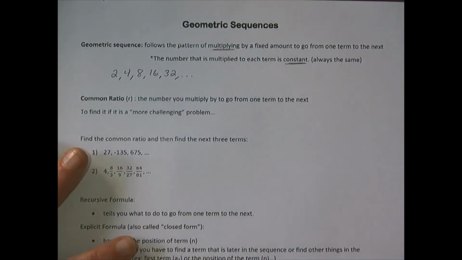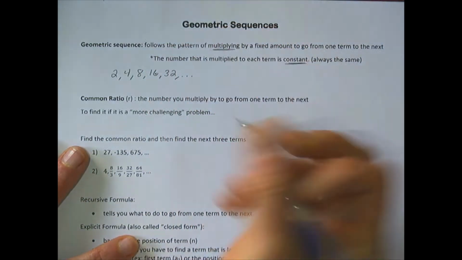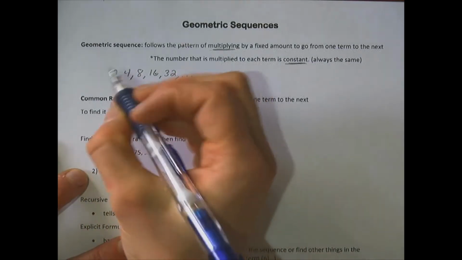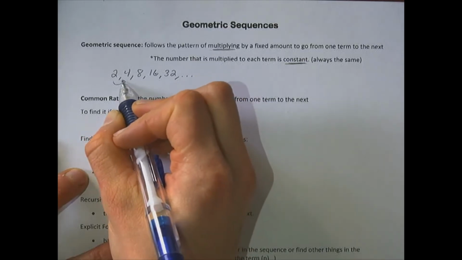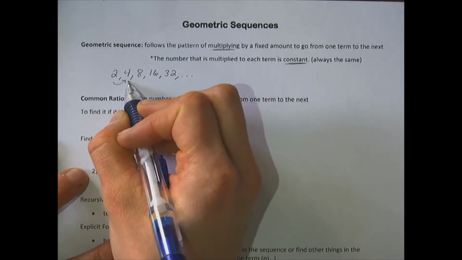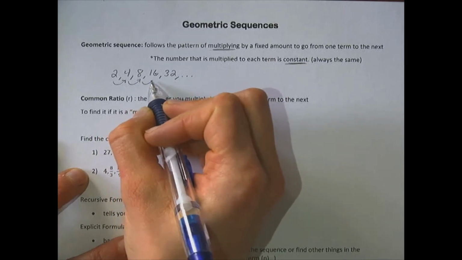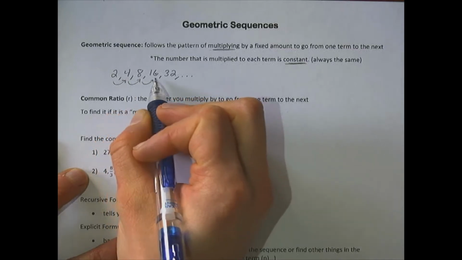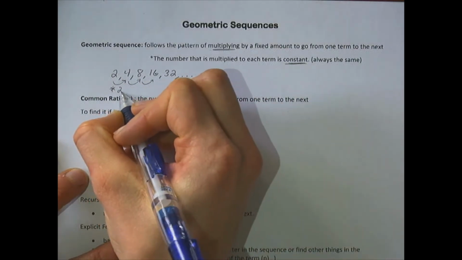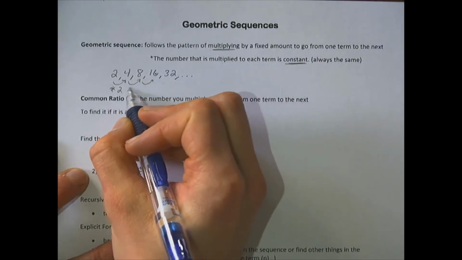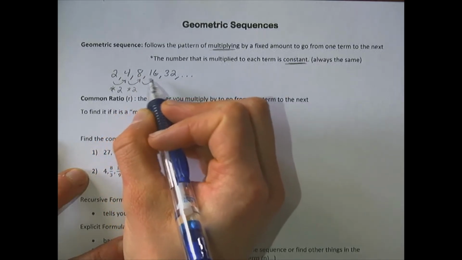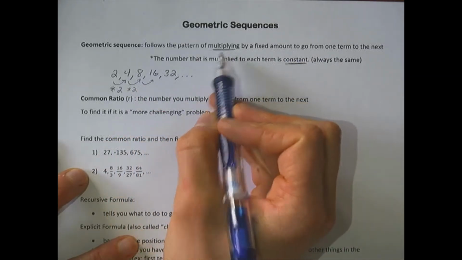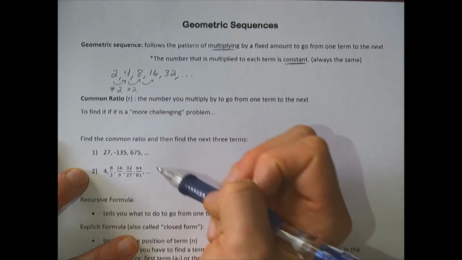And again, when you try to find the pattern, you're trying to find what am I doing to one term to get to the next term. What am I doing to 2 to get 4? What am I doing to 4 to get 8? What am I doing to 8 to get 16? Well, if you multiply by 2, that'll do that for you. For instance, 2 times 2 is 4. 4 times 2 is 8. 8 times 2 is 16, so on and so forth. So the pattern here is that you're multiplying by 2. So that would be a geometric sequence.